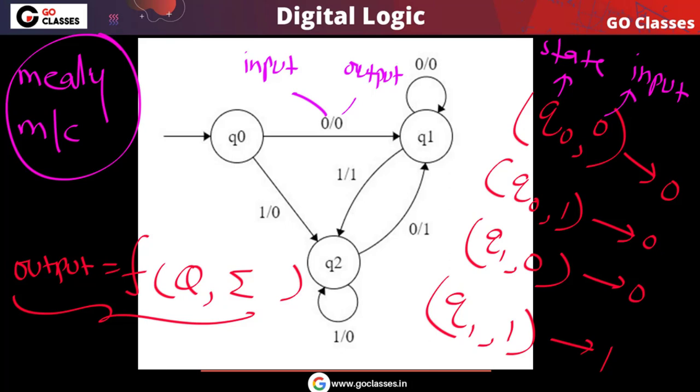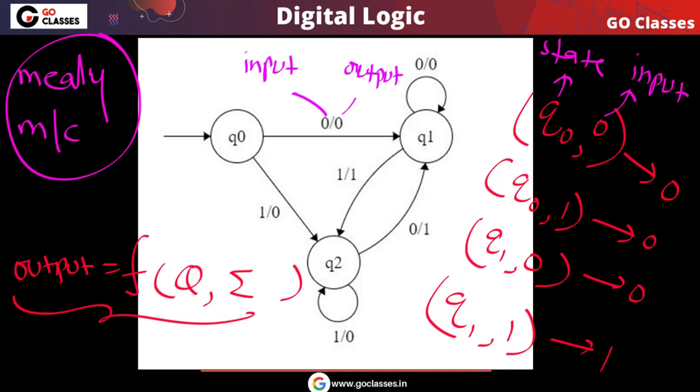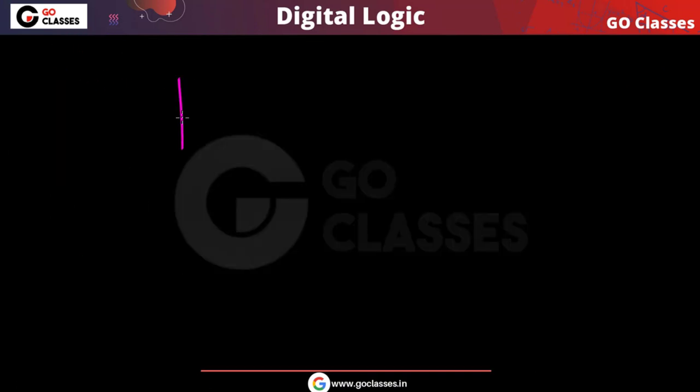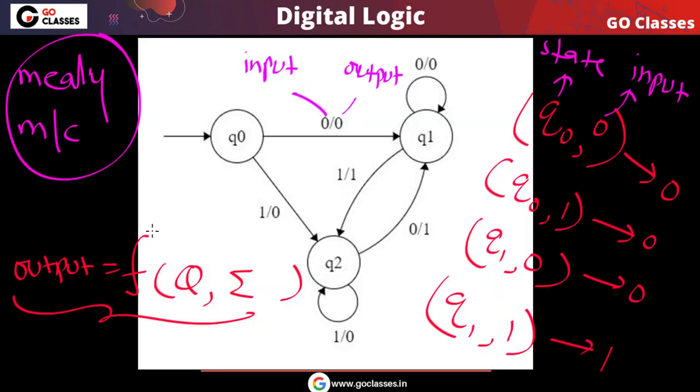I told you that a Mealy machine is a transducer. So this Mealy machine, let us see what it will do. This is your previous Mealy machine. Now let us assume the input is this. Let me give you the input. Let's assume the input is 001011. This is your input. Then what will be the output? The input is 001011 and the initial state is Q0.